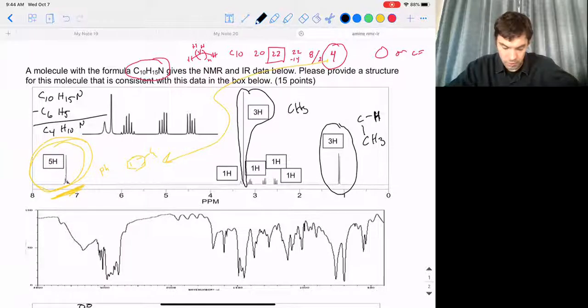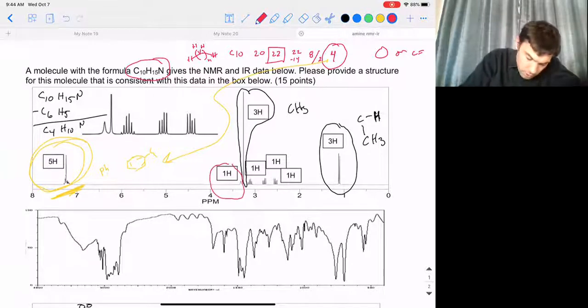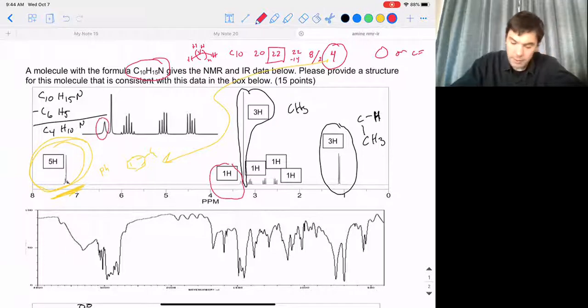Okay, so how can we put these pieces together? Well, we're going to have 1H here. And by the way, there's a nice expansion. And so that's got to be that one. That looks pretty broad, and it's roughly in the range where we'd expect. So let's make that our NH, like so.